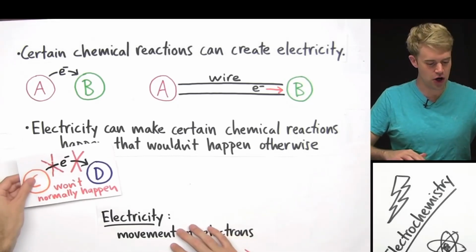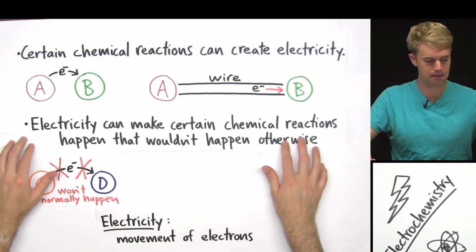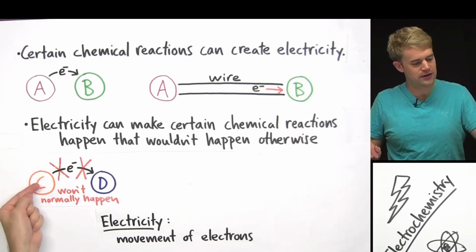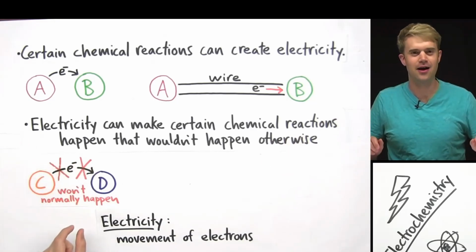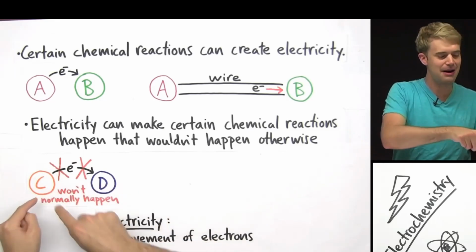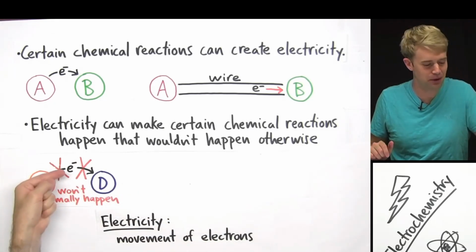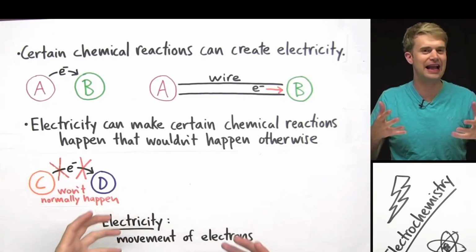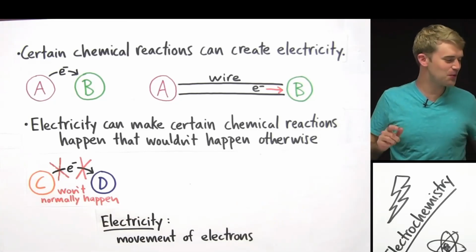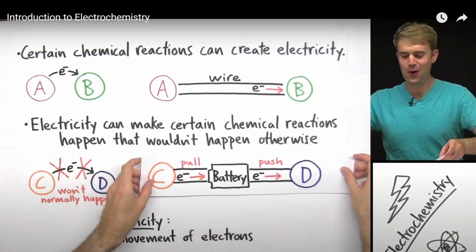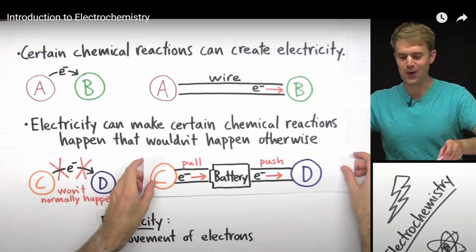Let's imagine we have another oxidation-reduction reaction. Electrons transferring from C to D. But imagine this doesn't normally happen because C doesn't want to give up electrons and D doesn't want to gain them. Okay? Here's where we can use electricity. Oh, and just before we go on to this part, there are some blanks up at the top of page 62.